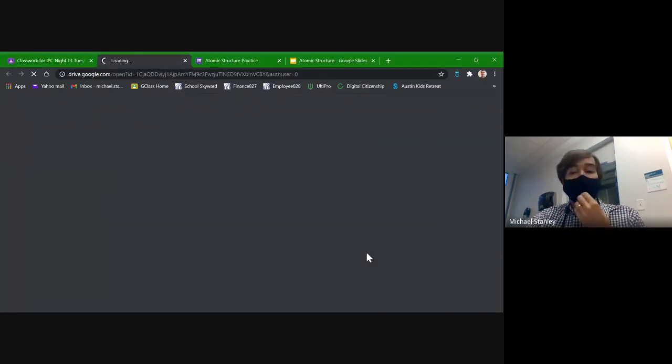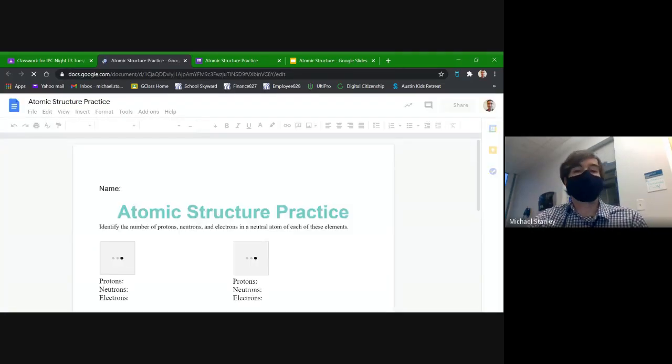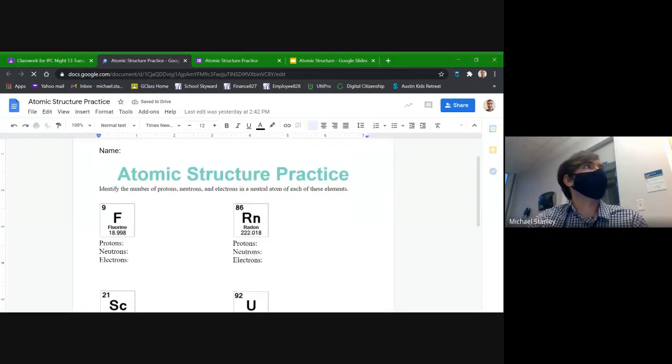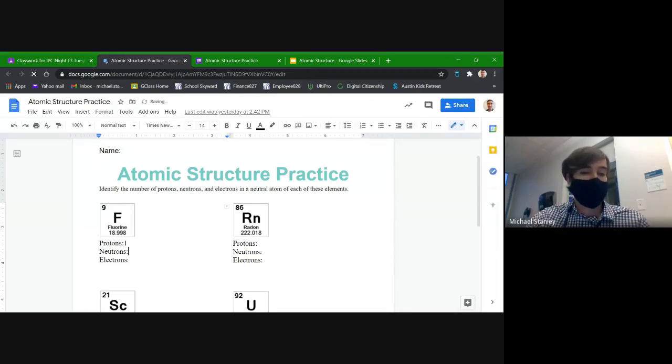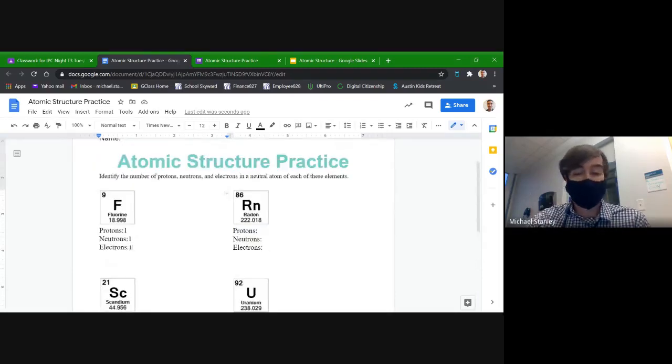If you do the Google Doc version, it's a little bit different just because it already has the different types written out for you. So all that you have to do is fill in, I think it has 1 proton and 1 neutron and 1 electron. So it's the exact same group of elements, just laid out a little bit differently.